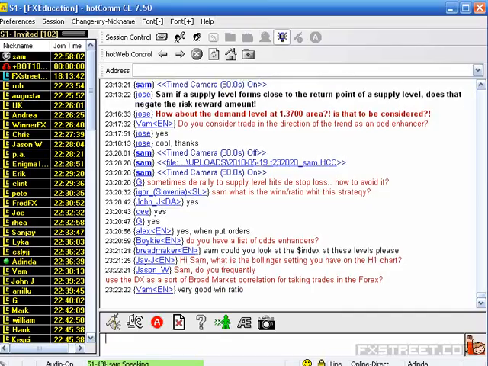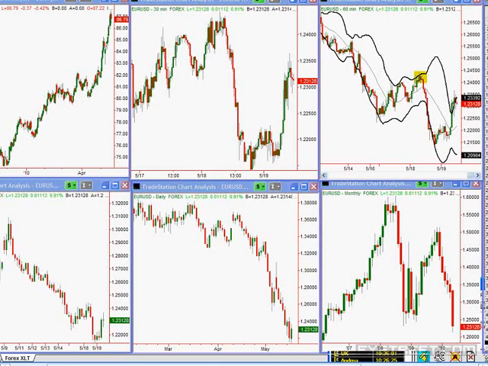That's really why I don't use the word support resistance too much, because everybody's got a different definition of support resistance. To one person, it's a moving average. To someone else, it's a pivot point. To someone else, it's a Fibonacci level.